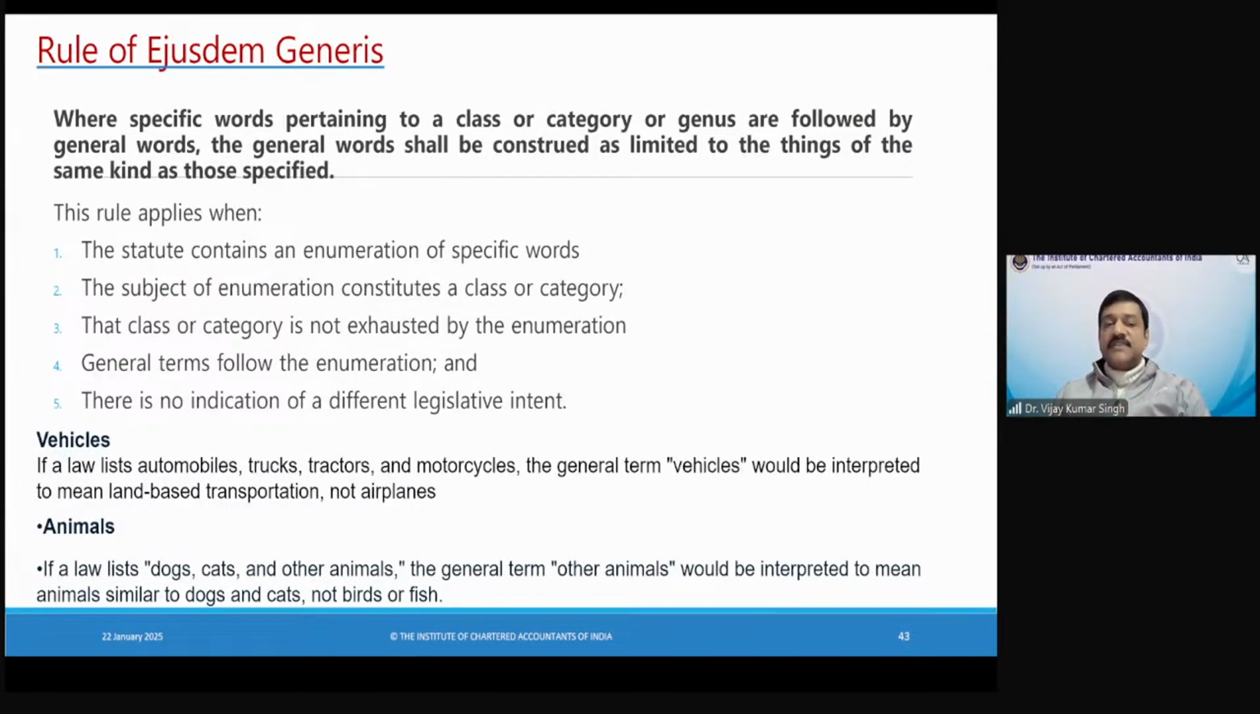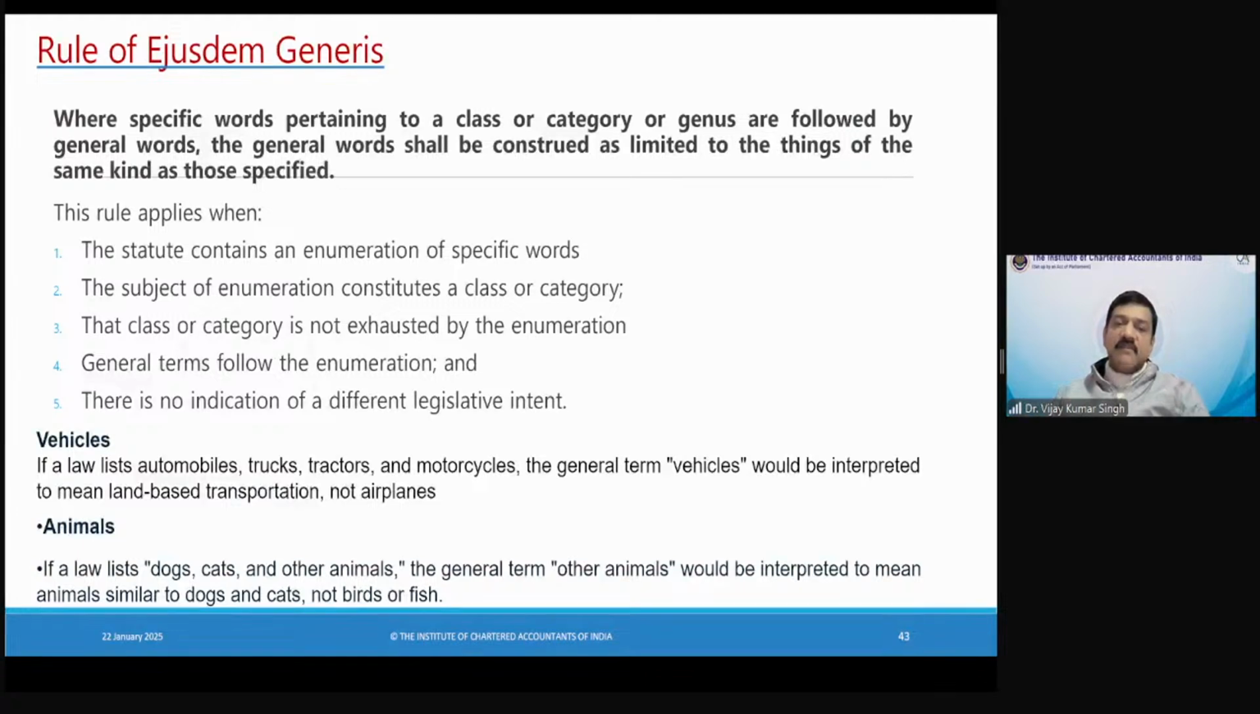So the rule of Ejusdem generis basically says where specific words pertaining to a class or category or genus are followed by general words, the general words shall be construed as limited to the things of the same kind as those specified. Whenever a statute has an enumeration of specific words, say it lists A, B, C, D, E, then you have to read all these provisions together. You cannot read them as different.